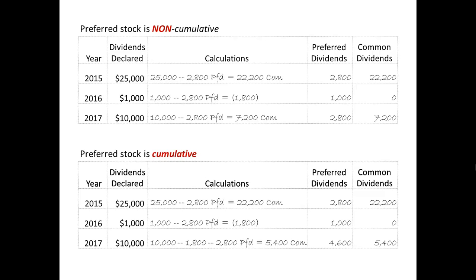If you're a preferred stockholder, do you want your shares to be cumulative or non-cumulative? If you're a common stockholder, do you want any preferred shares to be cumulative or non-cumulative? To check your answers to these questions, compare the total dividends that went to each set of stockholders in the two examples.